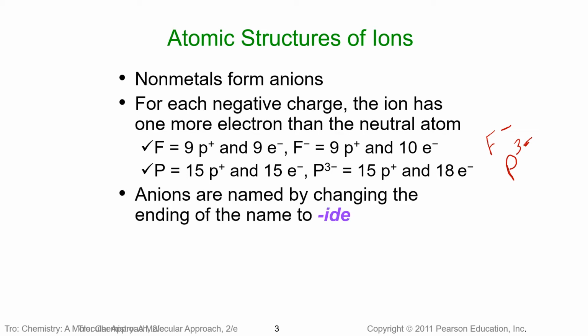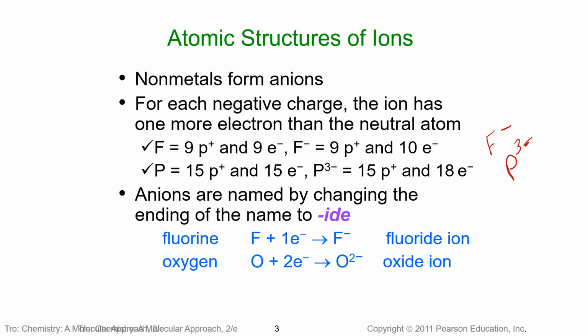We do change the name when we convert it into an anion. So instead of being called fluorine, which is neutral, it becomes fluoride. And you're probably familiar with fluoride because it gets added to toothpaste and also to most drinking water if you live in the city. Oxygen, when we add electrons, becomes oxide.